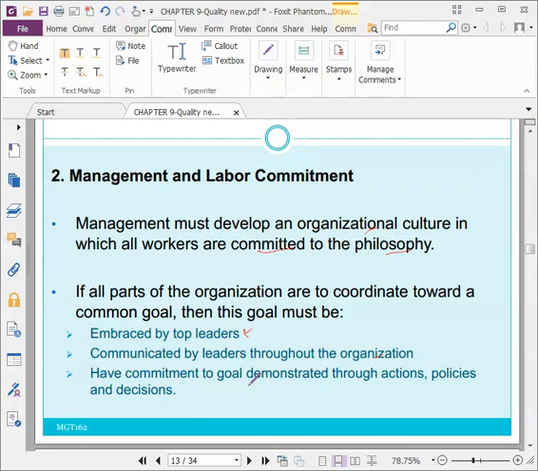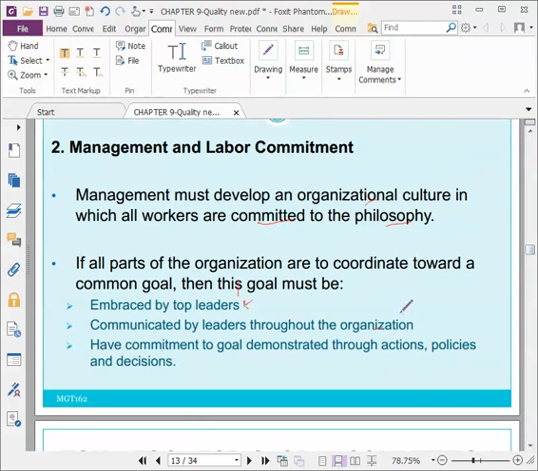Okay, have commitment to goal demonstrated through action, policies and decision. Apa contoh-contoh? Mesti kena ada policy and procedure. Apa-apa decision semua mestilah untuk mencapai goal yang telah diterangkan oleh leader tersebut. Itu maksud untuk management. And labor commitment. Everyone should work together to achieve the goals of the company.